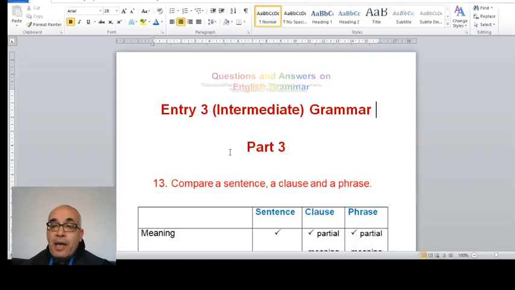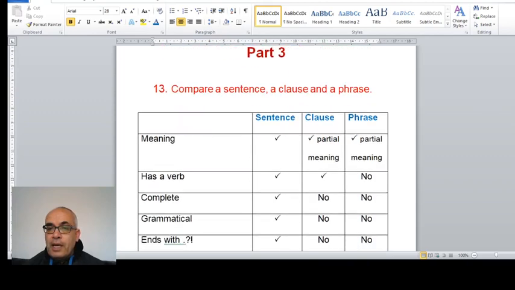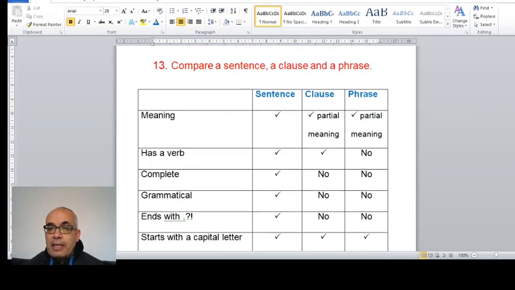Hello everyone. Our lesson today is Entry 3 Intermediate Grammar, and this is part 3. The first question is: compare a sentence, a clause and a phrase.